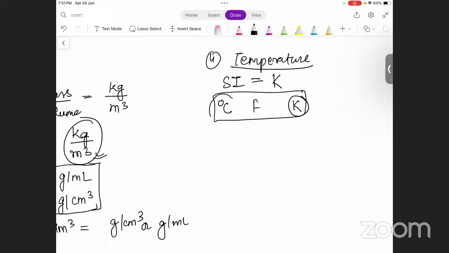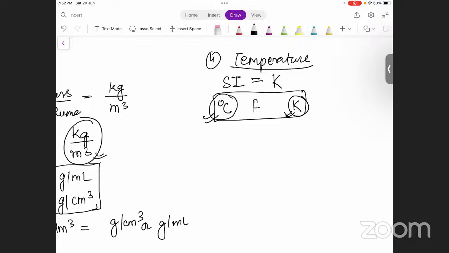Whereas for the thermometers that we use, most of the time the temperature is in degrees Celsius. And in numericals also, you will never see the temperature in Fahrenheit. In all of the numericals, the temperature will be in degrees Celsius. So how do I go from degrees Celsius to Kelvin? Because this is what we have to convert to.